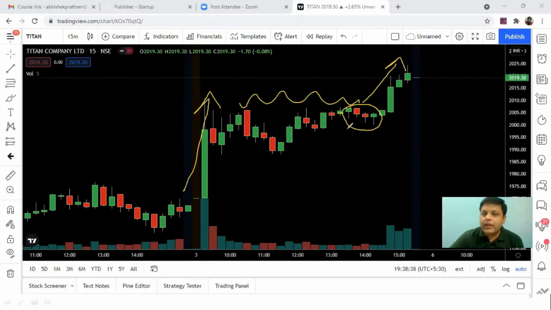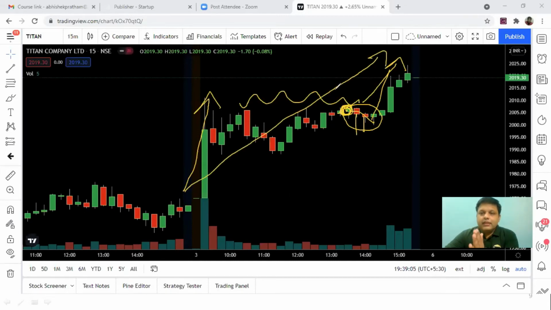It was frustrating. We have not bought it here. We have bought it here. But after that it fell. But eventually it went up. And finally we were able to book our profits. So guys, can you now visualize this? Even if a stock is going up, if I join this with this, it is a nice uptrend, right?